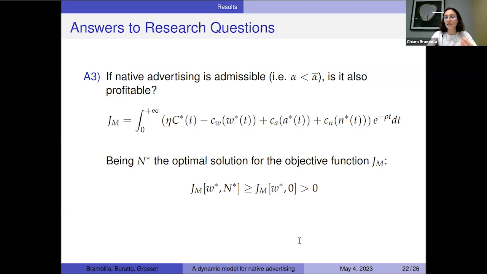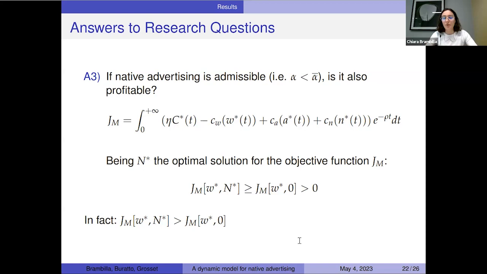So the answer to this question is yes, because publishing native advertising will result in a positive profit for the media outlet. But what is interesting is that in this specific situation, when the damage to credibility is low enough and native advertising is admitted on the media platform, the profit gained by admitting native advertising is greater than the profit when no native advertising is admitted. So the reason why the media outlet accepts publishing native advertising, even though this means that there is going to be a damage to its credibility, is that native advertising will result in an advantage for its profit.